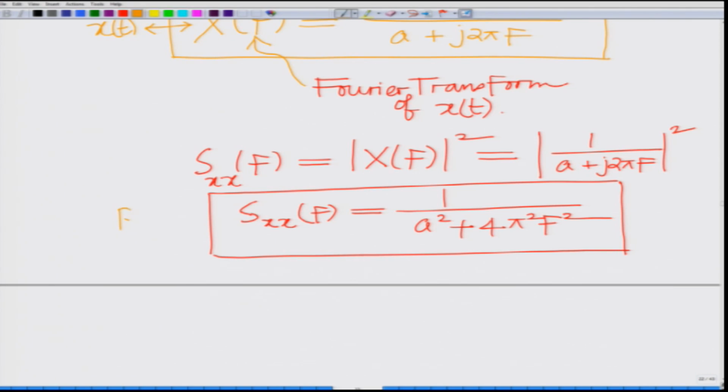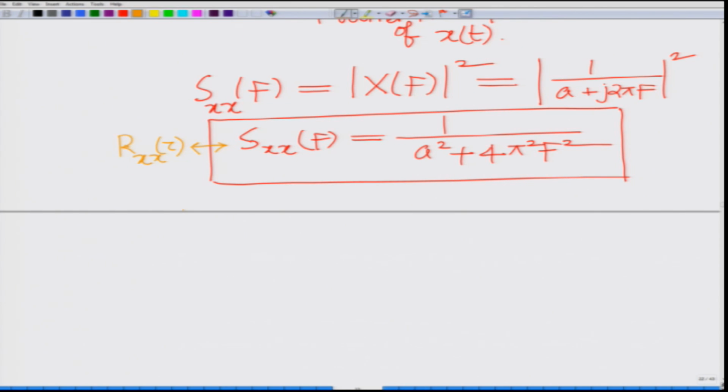Therefore, the Fourier transform of Rxx(tau) is Sxx(f), which is 1 over a square plus 4 pi square f square. This is also your energy spectral density.